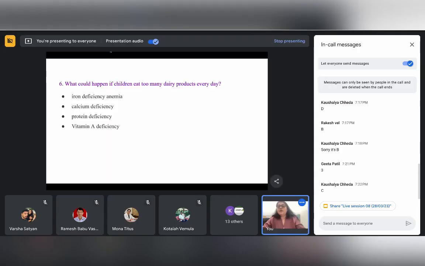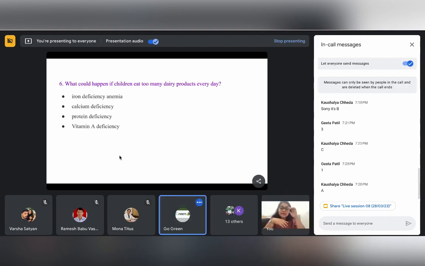Our next question is, what could happen if children eat too many dairy products every day? We have just seen that they are not supposed to eat over 500 grams of cumulative dairy products in a day, right? Now, what if these children eat more dairy products than is necessary for their body? What will happen?